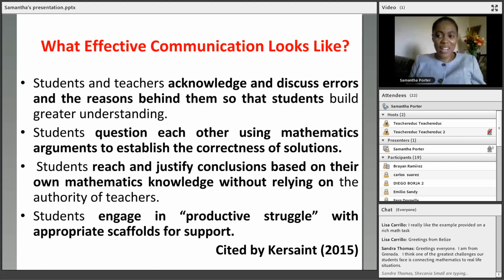Communication is a must in the math classroom. We need to foster the communication. A quiet classroom does not support learning. When students are engaged and discussing, you have more learning happening within the classroom, more understanding being developed within the classroom.